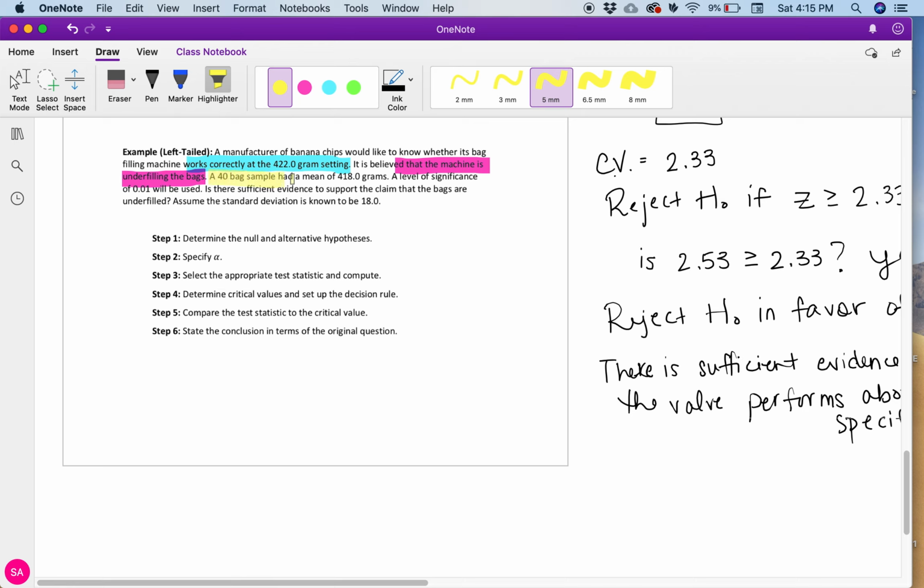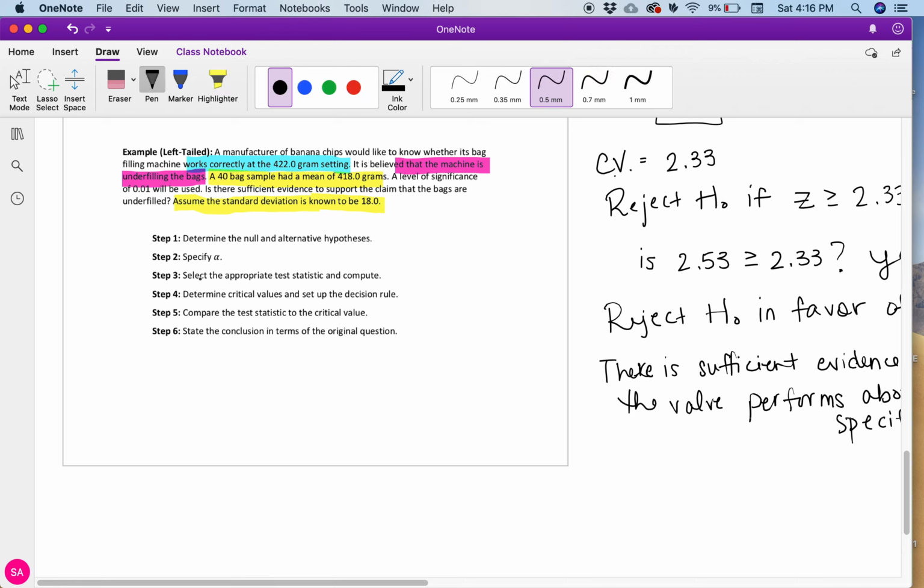A 40 bag sample had a mean of 418 grams. A level of significance of 0.01 will be used. Is there sufficient evidence to support the claim that the bags are underfilled? We're going to assume the population standard deviation is known to be 18.